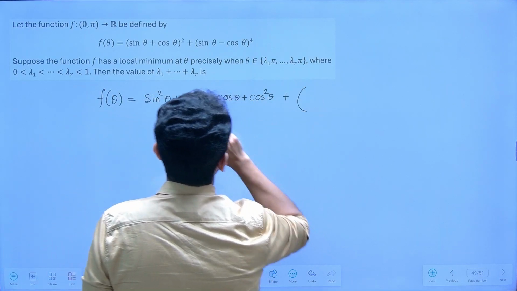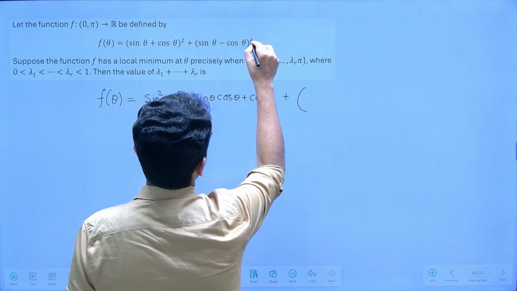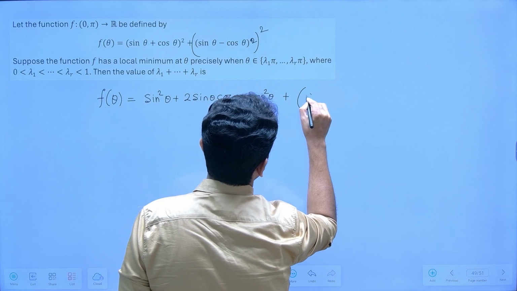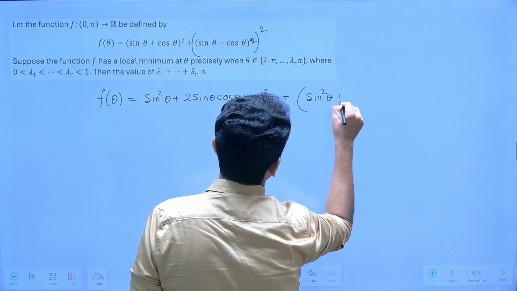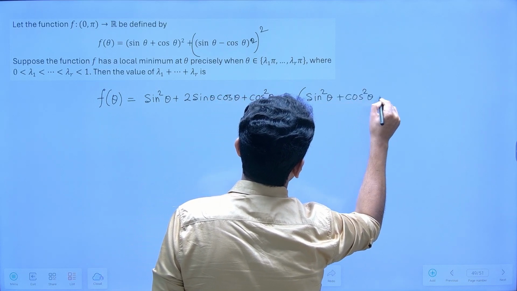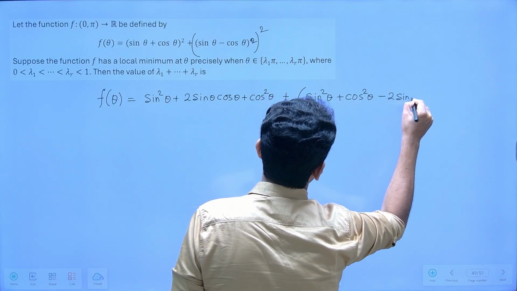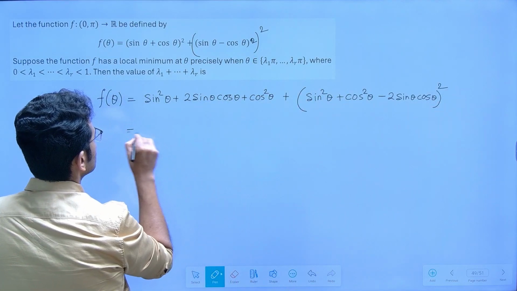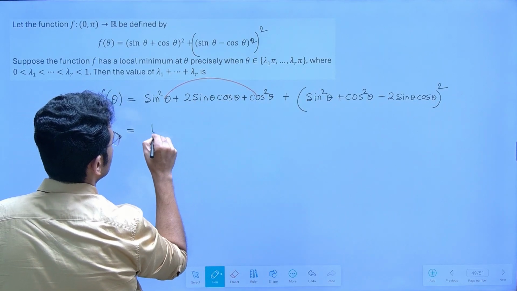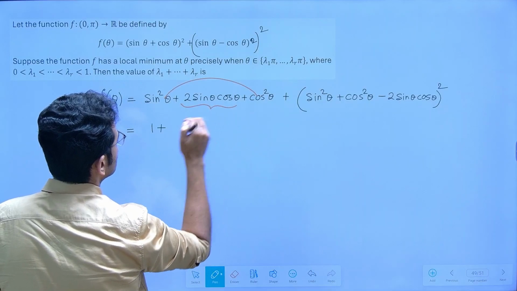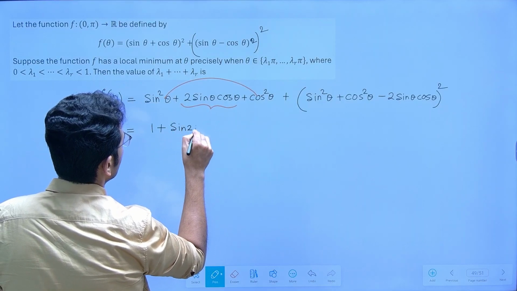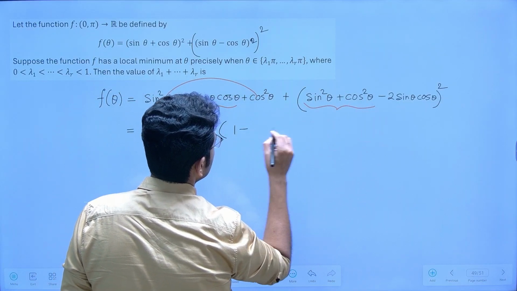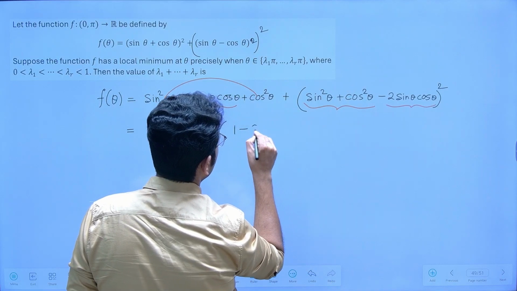plus, let us write this (sin theta - cos theta)^4 as a square power square. (sin theta - cos theta)^2, if you open up, it will be sin^2 theta + cos^2 theta - 2 sin theta cos theta, whole square. So this will be equal to, sin^2 plus cos^2 is 1, 1 plus 2 sin theta cos theta is sin 2 theta, 1 plus sin 2 theta, plus 1 minus sin 2 theta whole square.